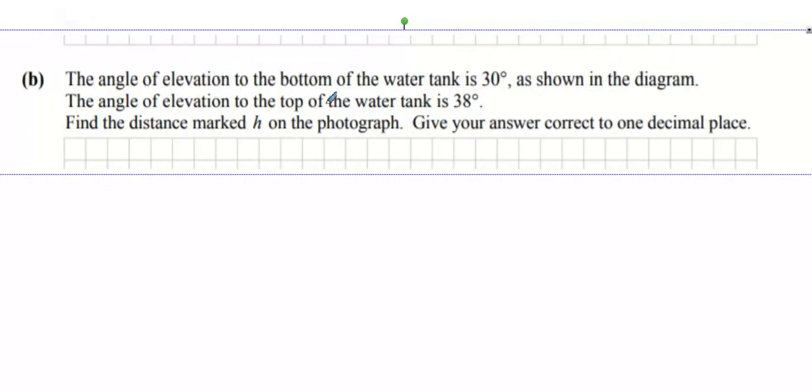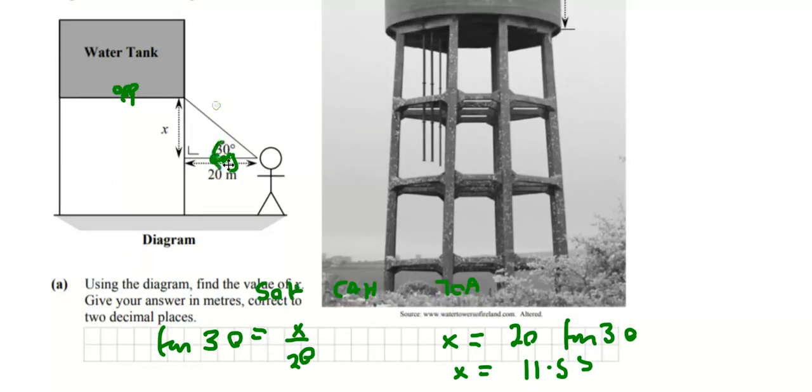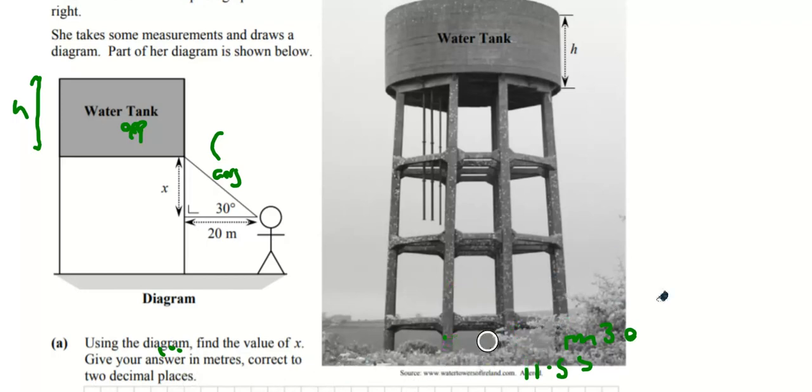Part B. The angle of elevation from the bottom of the water tank is 30 degrees as shown in the diagram. The angle of elevation to the top of the water tank is 38 degrees. Find the distance marked h on the photograph. So the distance marked h is this distance here, and we already know this part is 11.5.